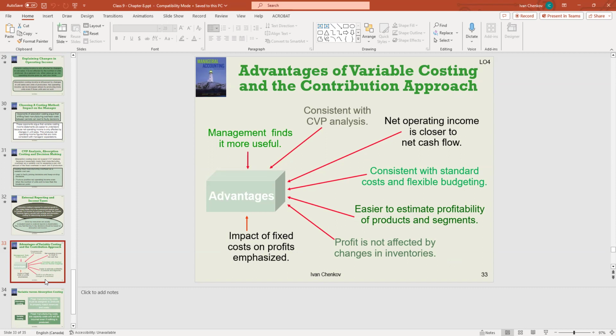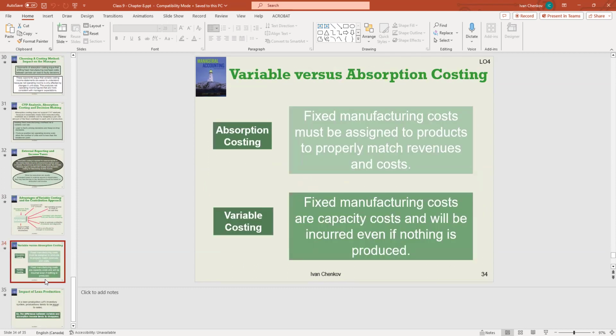Now, just to summarize, absorption costing: fixed manufacturing overhead is assigned to the product. Whereas with the variable costing, fixed manufacturing overhead is treated as a period cost, and that will be incurred even if nothing is produced.